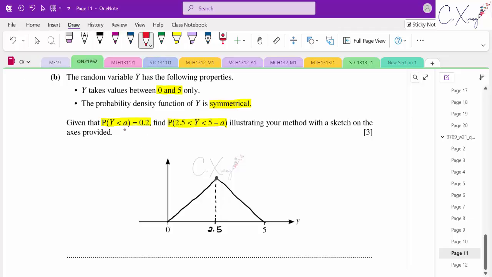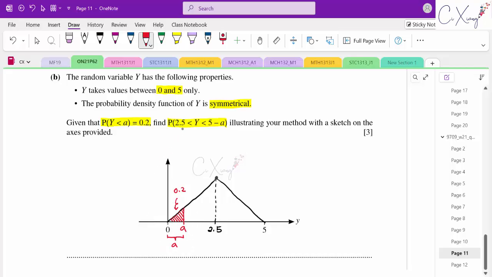They said the probability that y is smaller than a is 0.2. 0.2 is a small value, a small area. Therefore, I should expect that a is somewhere here. If I plot the area below a, smaller than a, this particular area here should be 0.2. And this is a, from 0 until here, and I already know this area is 0.2.